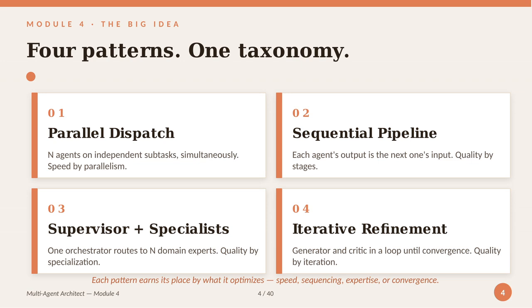Speed. Stage quality. Specialization. Convergence. Pick the optimization first, the shape follows. That's the meta rule for the rest of the module, the one you'll come back to when none of the 4 obvious answers feel quite right.